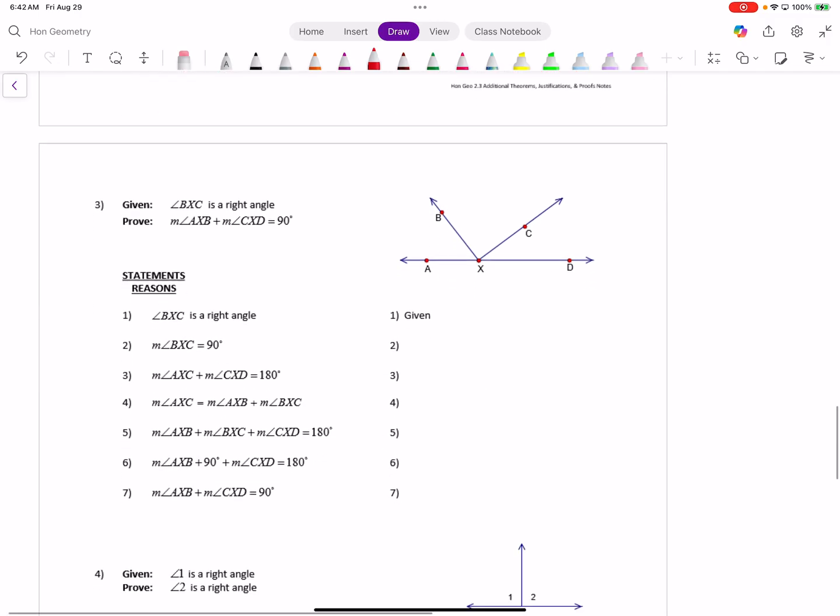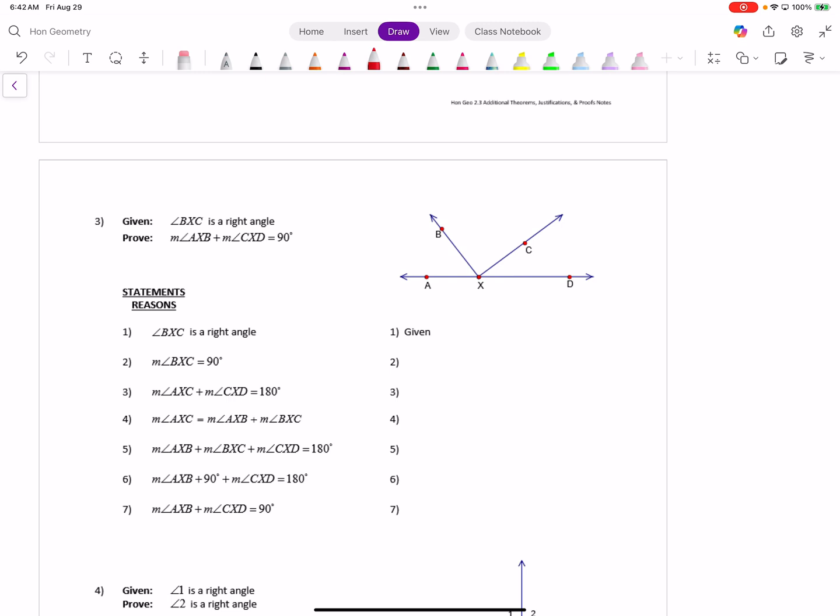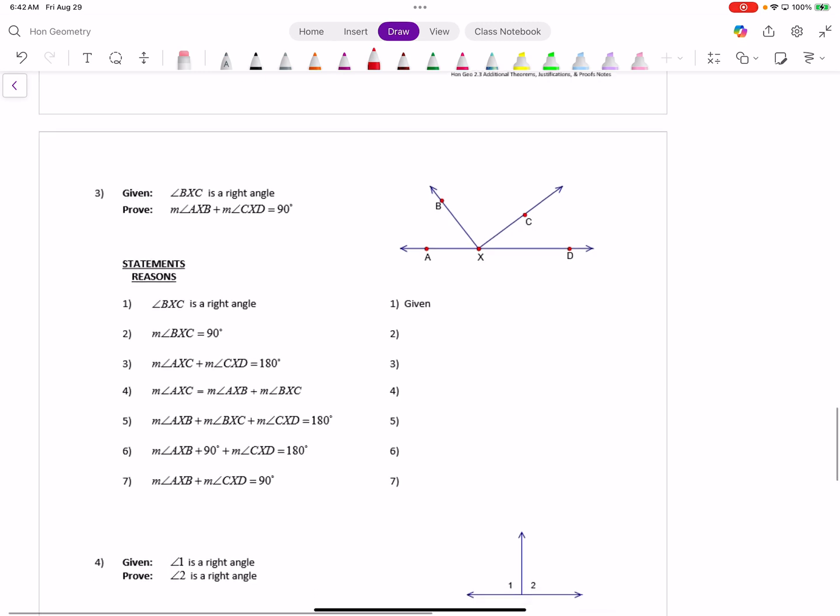Okay. All right, well, we got two more. That's not too bad. So last two, angle BXC is a right angle. Okay. So that was our given. That means that measures 90 degrees, because that's the definition of a right angle. Why do we know angle AXC's measure added to CXD's measure is 180 degrees? Because that's the linear pair postulate.